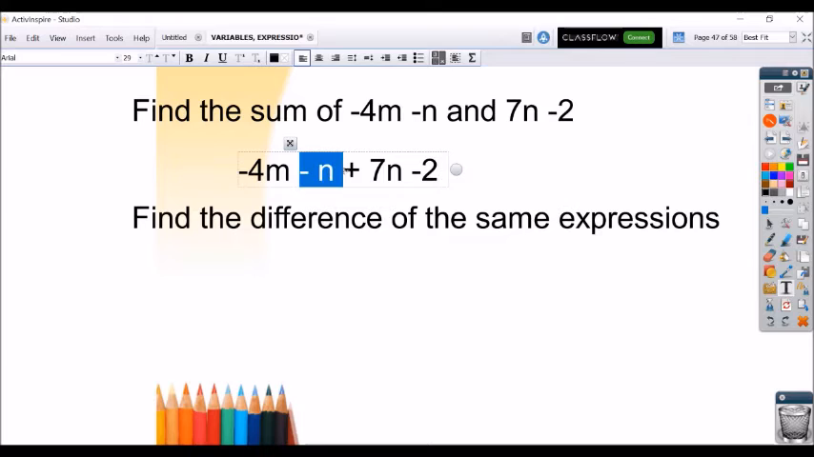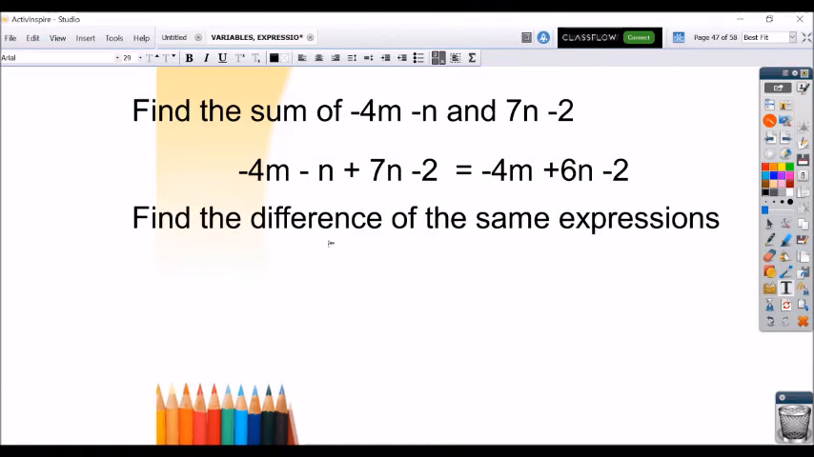So these two right here are the only two that can be combined. And so I have a -1n plus a 7n. So this equals -4m plus 6n minus 2 is what that simplifies to be.